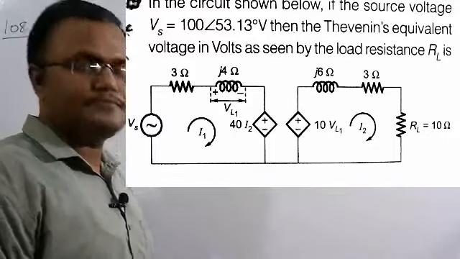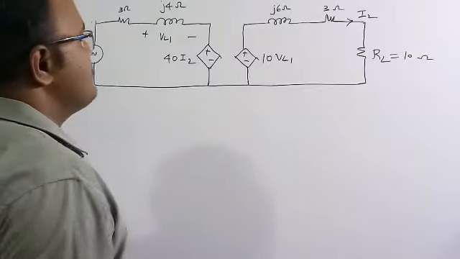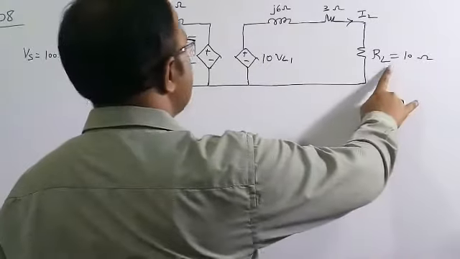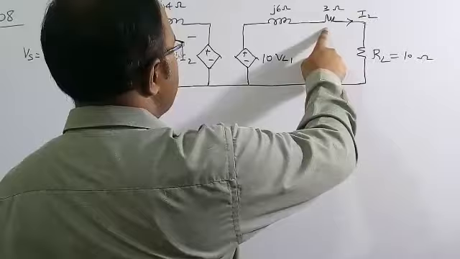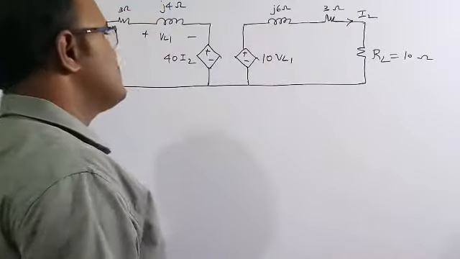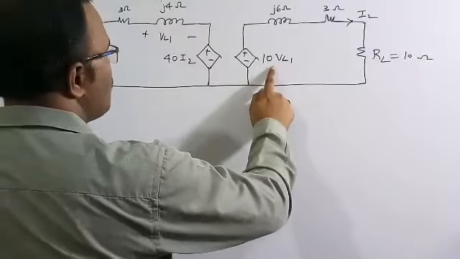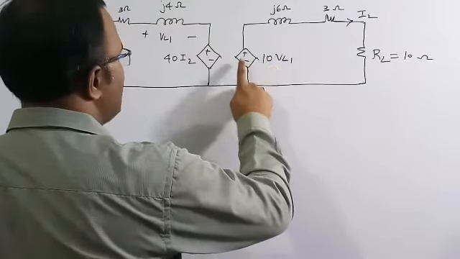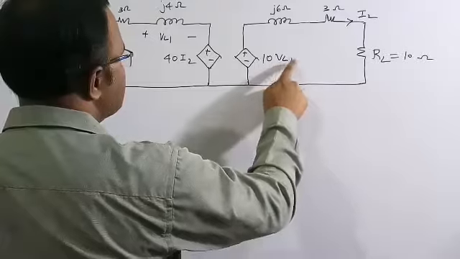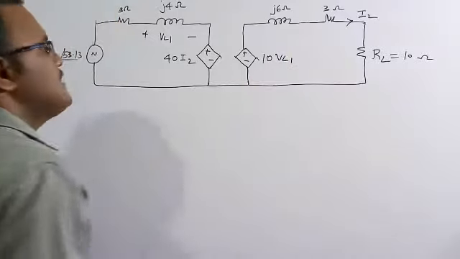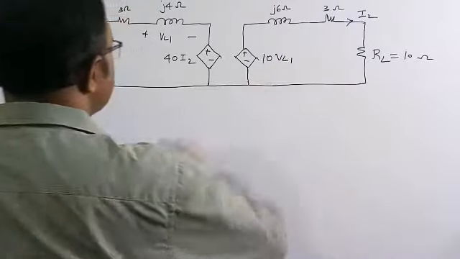Let's solve this numerical. I have drawn the figure again. Here, this is the load resistance of 10 ohm, this is the resistance of 3 ohm, and the impedance is j6 ohm. This is a voltage controlled voltage source, because the value of this voltage is dependent on a certain voltage value.